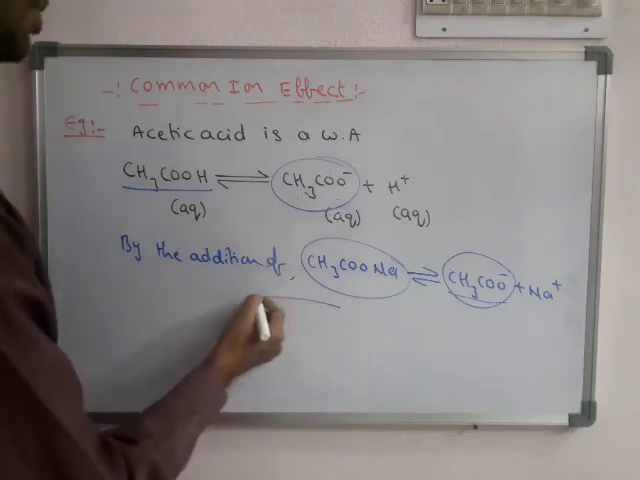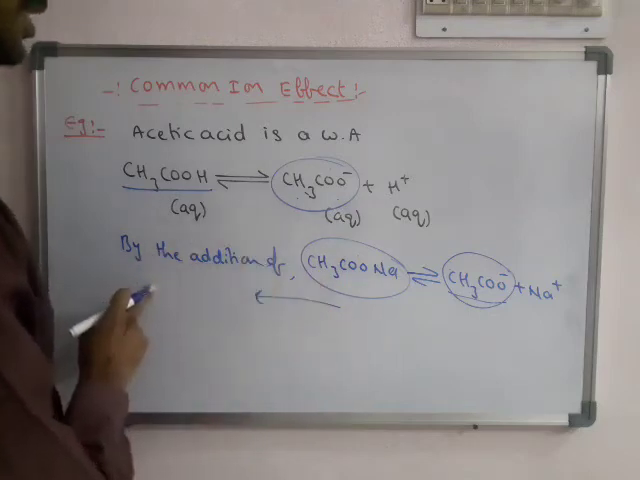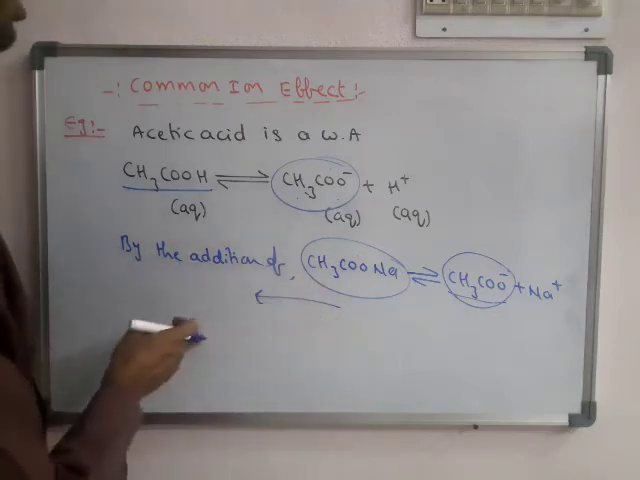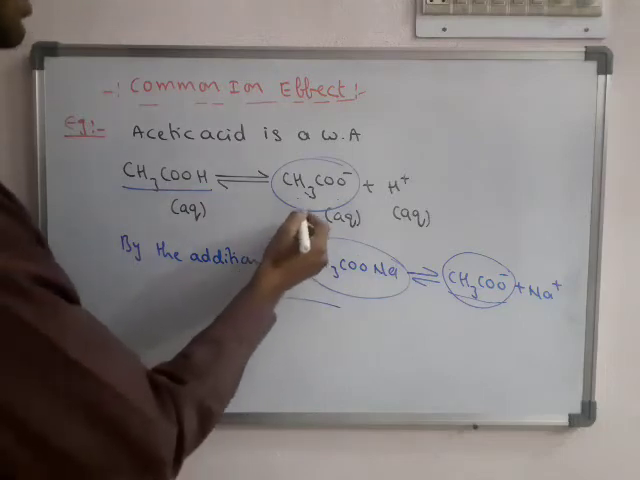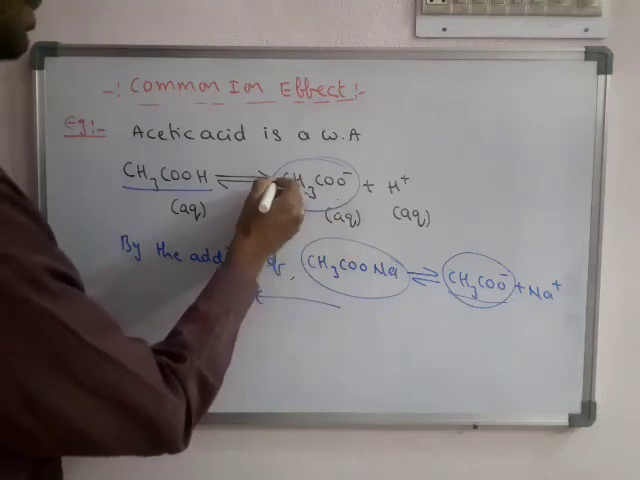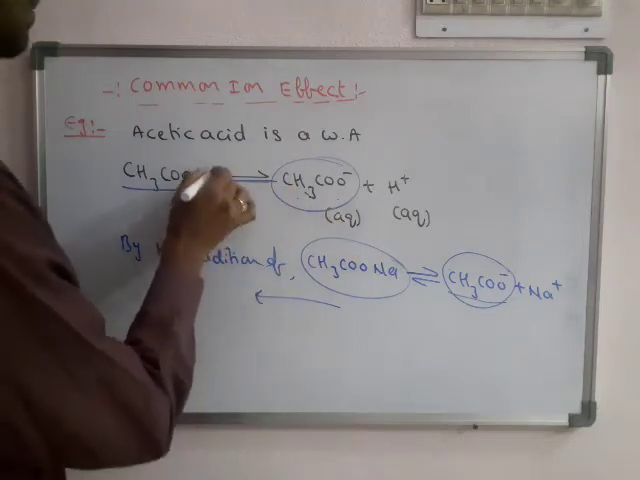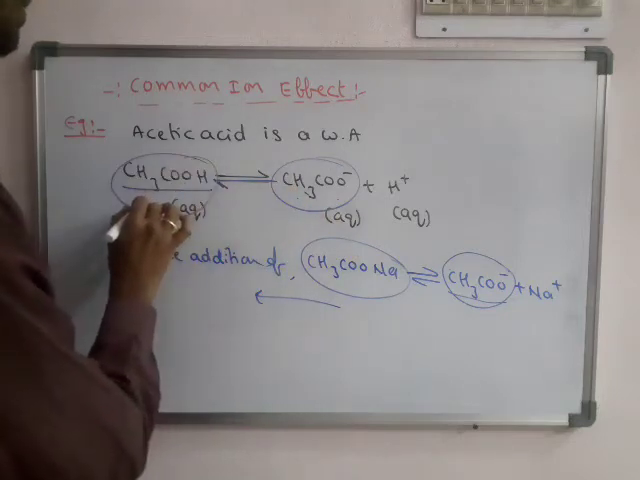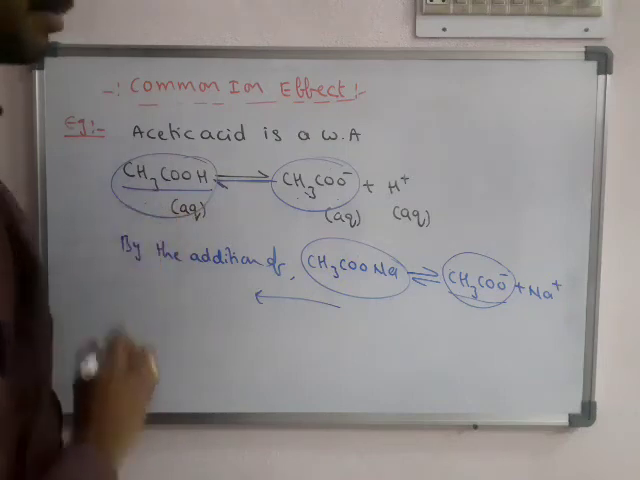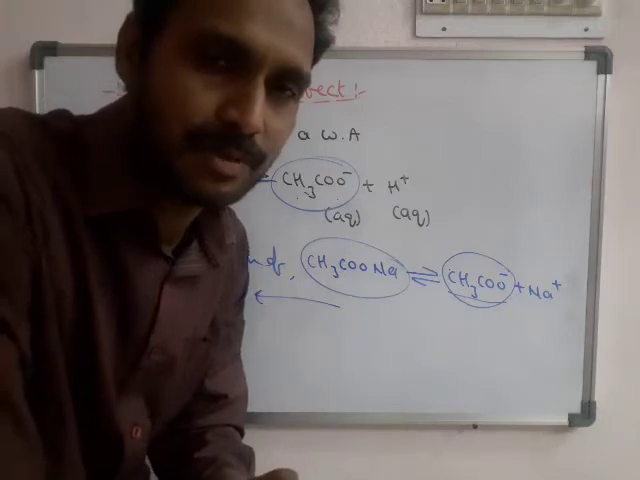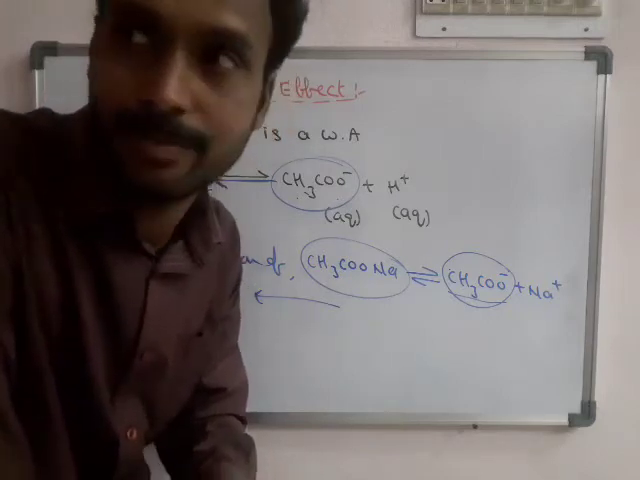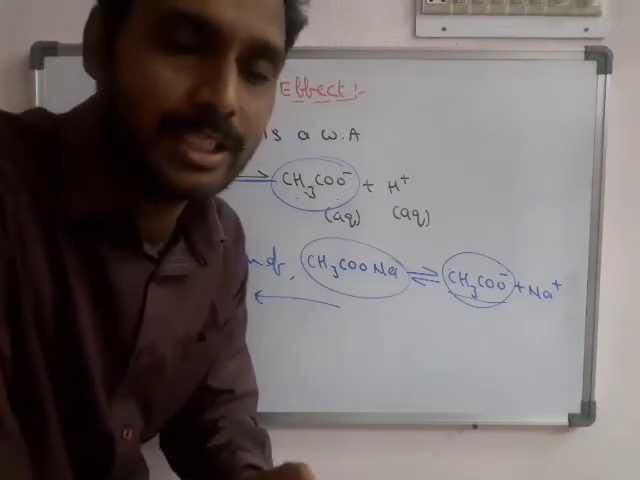Automatically the equilibrium shifts towards the left side, that is, towards the backward reaction, towards the reactant side. Again there is a formation of some undissociated acetic acid. Can you guess which principle we used here? The principle we used is Le Chatelier's principle.